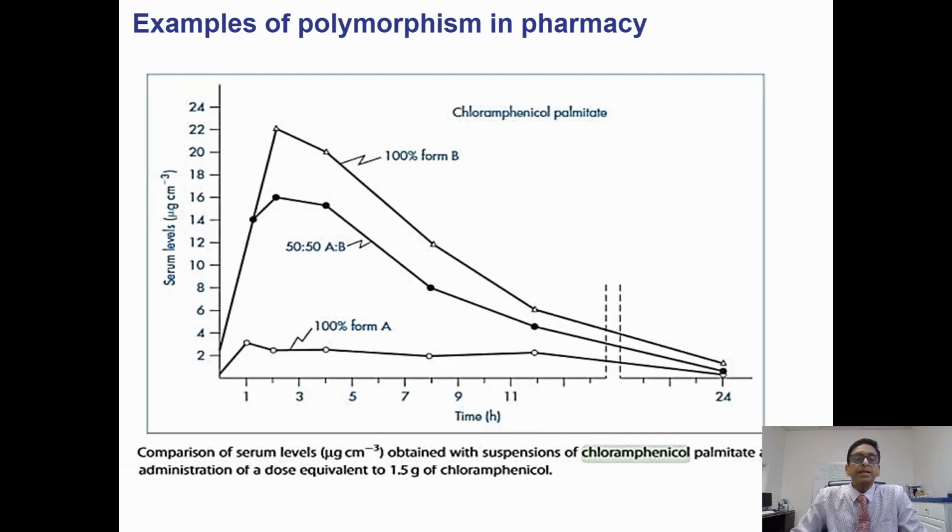To understand this, the experiment indicates that polymorphic form A has low bioavailability, with lower plasma or serum drug concentration, whereas the A and B forms in a 50-50 combination have a better plasma drug profile, or serum drug level, of chloramphenicol palmitate compared to A, and B alone is much better than A. It indicates that these polymorphic forms have different physicochemical properties, and these changes have a great influence on the bioavailability and the absorption of the drug molecule into the systemic circulation.